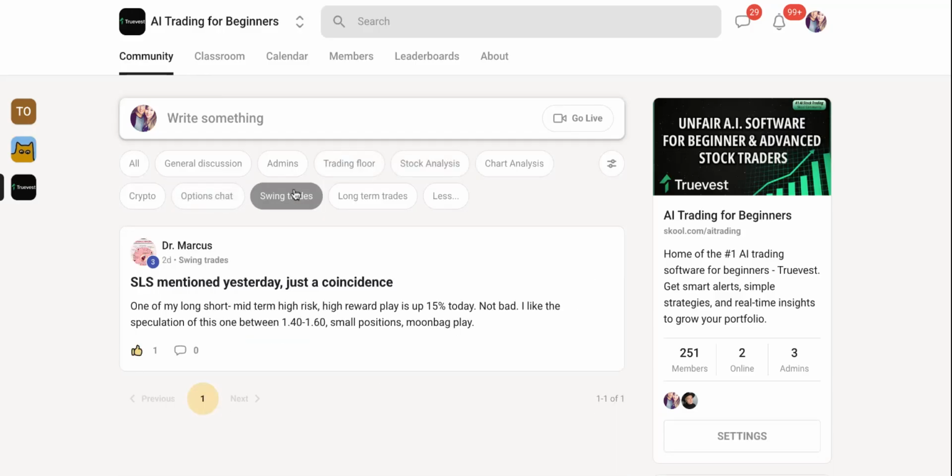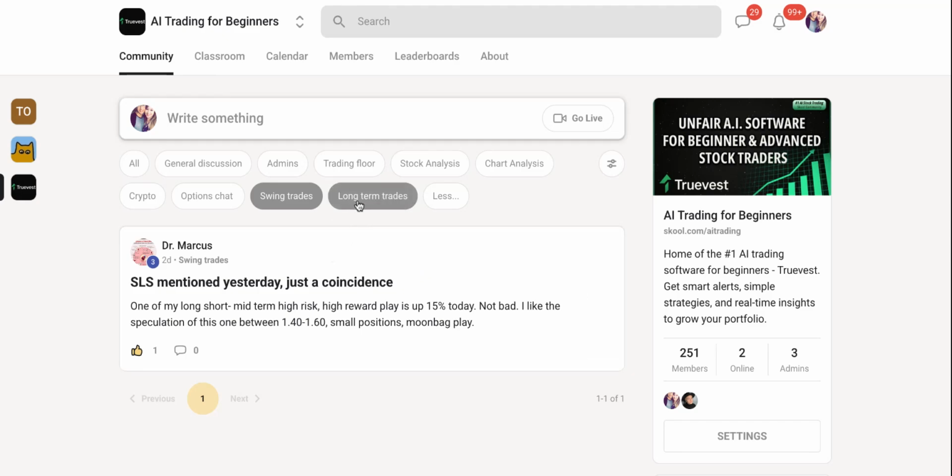And then the swing trades, this is where I'm going to post. Like Dr. Marcus here, he posted that he got in a position and it's up 15%. So swing trade is anything more than a day. So if I bought it on Monday and I'm selling it on Tuesday, even that's a really short swing trade. Or if I'm buying it on Monday and I might be holding it for the next month or two, you know what I mean.